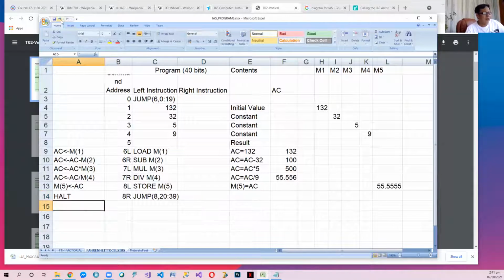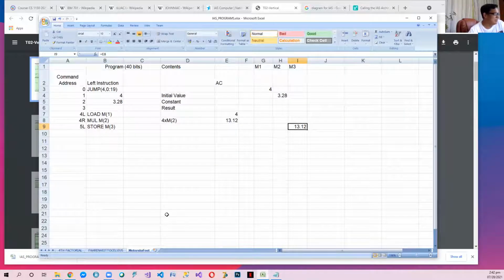Do you follow? So very simple, no? So now we have a stored program, so our thinking is slightly different. So that's it.